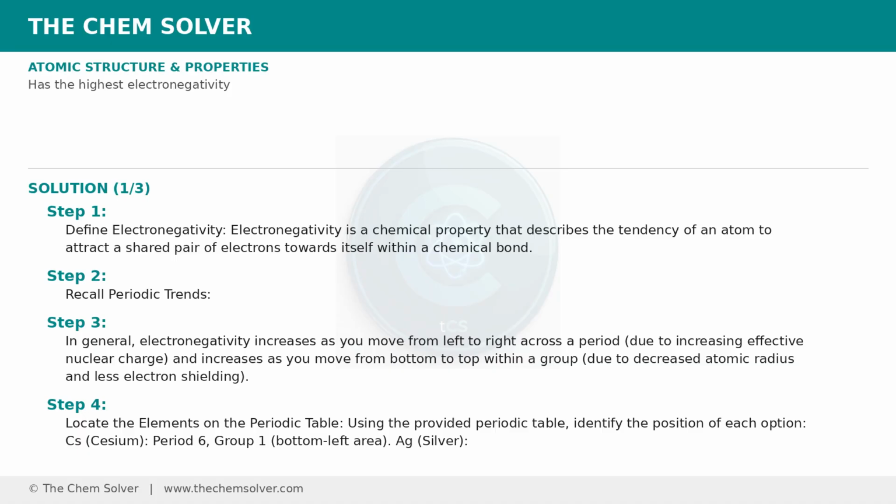Define electronegativity. Electronegativity is a chemical property that describes the tendency of an atom to attract a shared pair of electrons towards itself within a chemical bond.